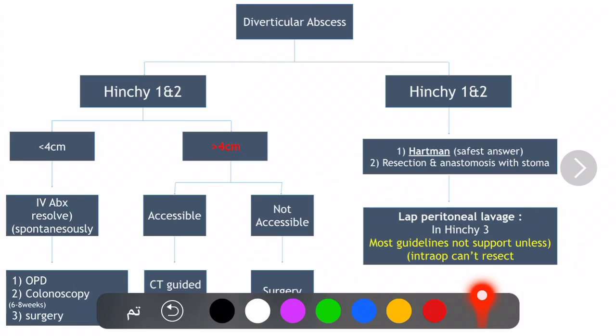So we mentioned how we can approach the patient in terms of management regarding the abscess, obstruction, perforation, fistula, and whether healthy or immunocompromised. I hope that I concluded the summary for diverticulitis. Thank you.